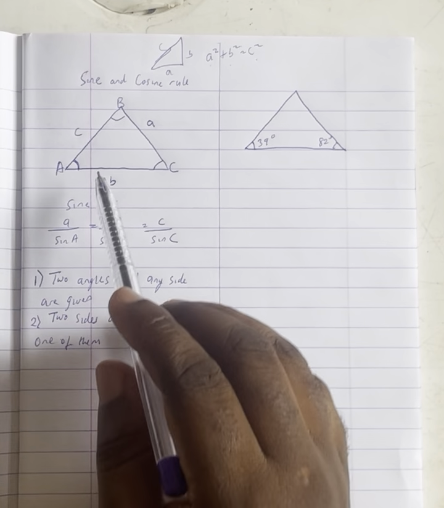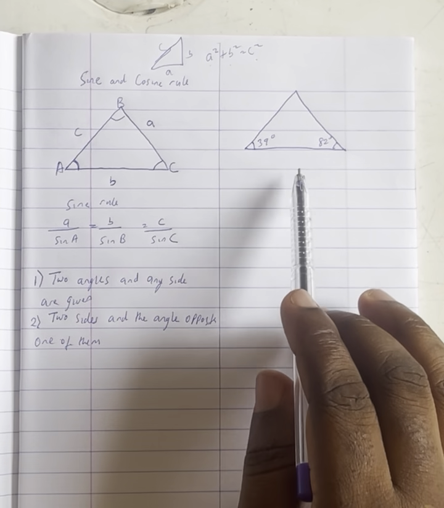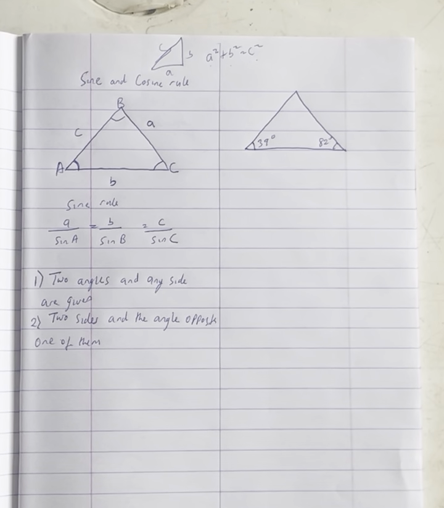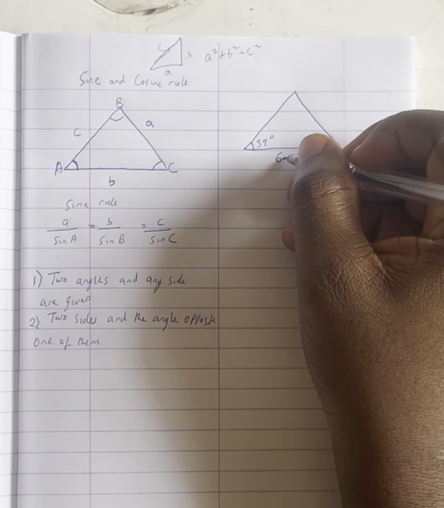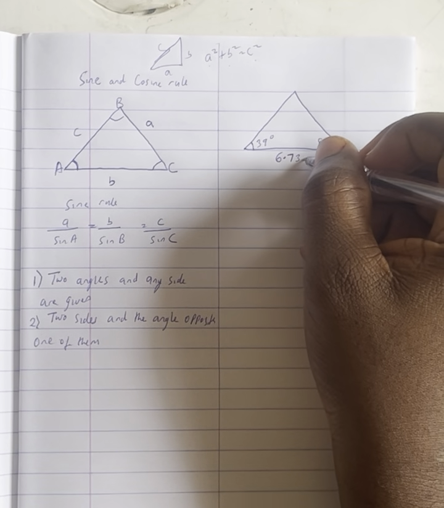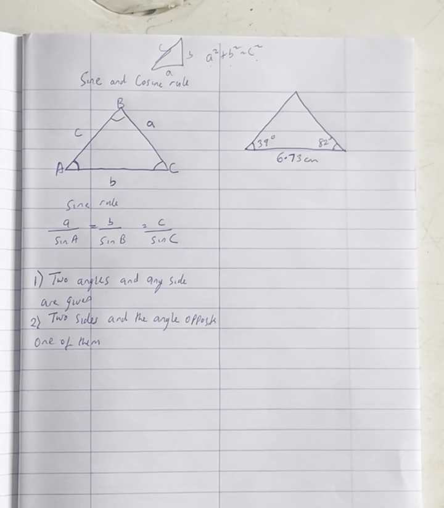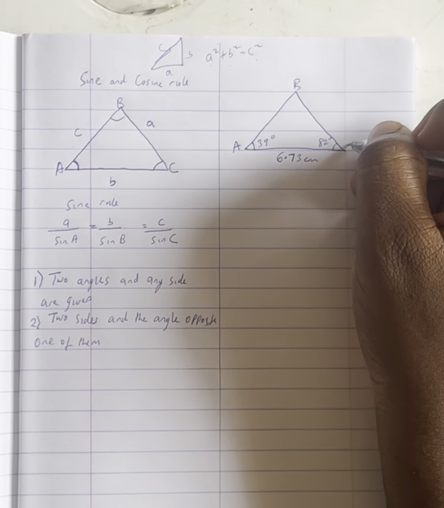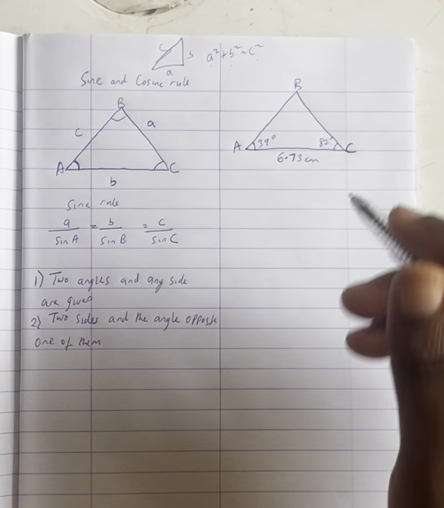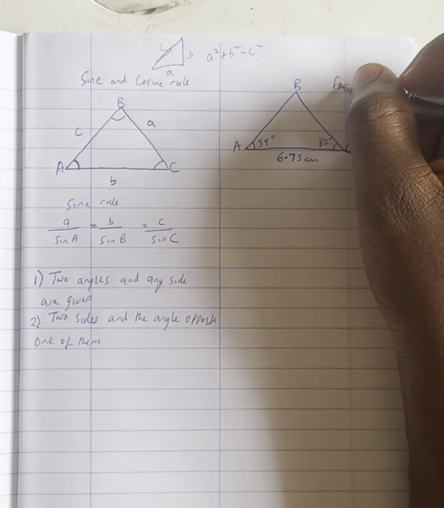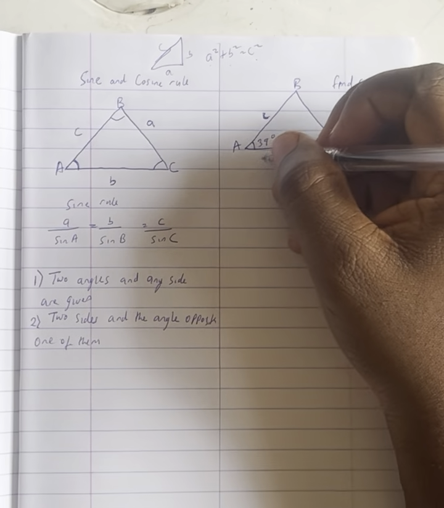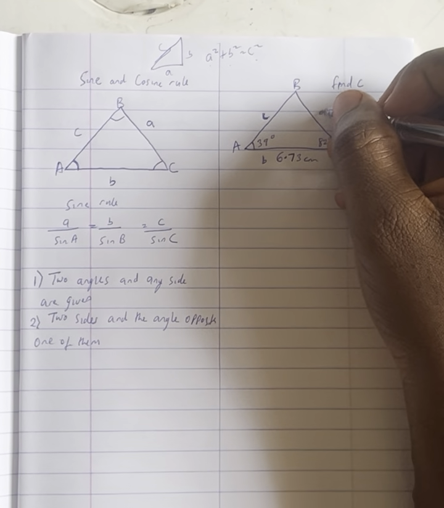So let me just use the sine rule to solve this. So the side there is 6.73 centimeter. So how do I go about this? Let me first label my angle. And in the question they asked us to find c, small letter c, this side. This is what we are looking for. So B and then A.